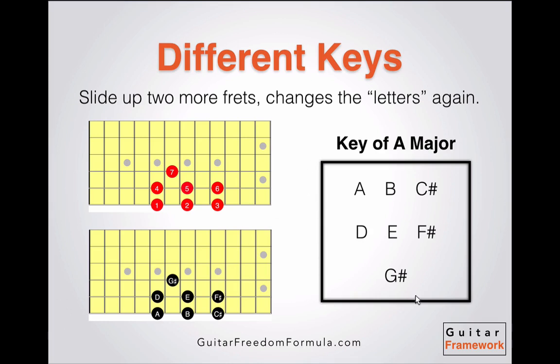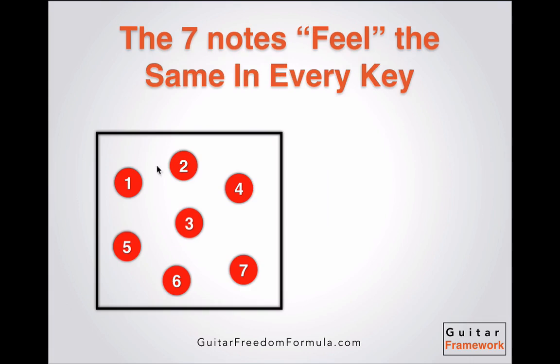Remember, the key is just this container here, and the notes inside of this key are A, B, C sharp, D, E, F sharp, and G sharp. Again, don't worry about trying to memorize these notes or anything. The only thing we need to get out of this is that the notes are different when we move the pattern around. That's it. All right? So the real important thing, and what we're going to focus on, and what makes your life a whole lot easier and more fun, is that the 7 notes inside any key feel the same.